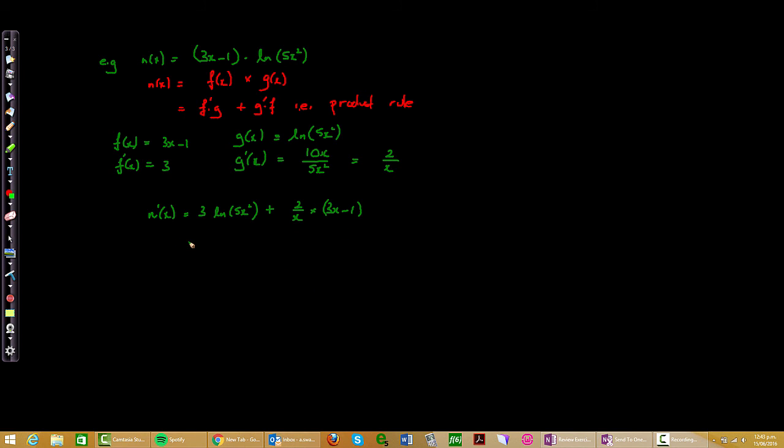And can we tidy that up? A little bit maybe. 3 natural log 5x squared, maybe plus, I suppose we could write the 2x in front. Yeah, that would be okay, or we could also write this, which is also perfectly good. Okay, and that's our solution.